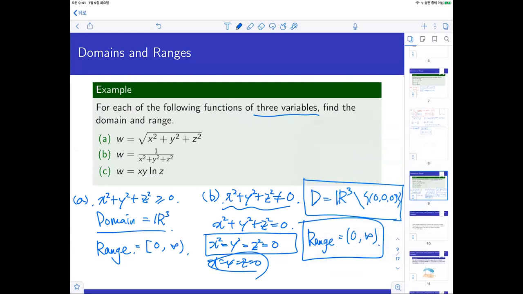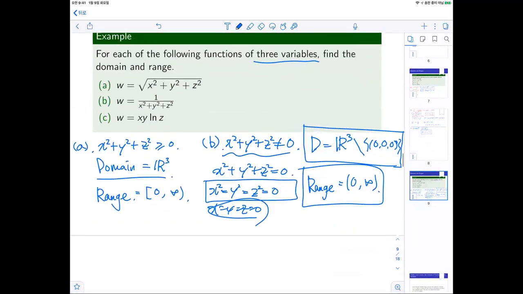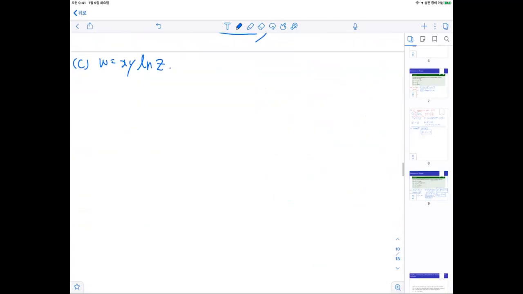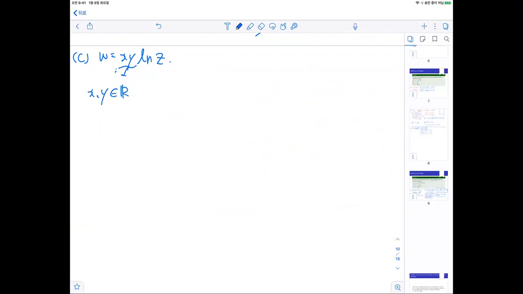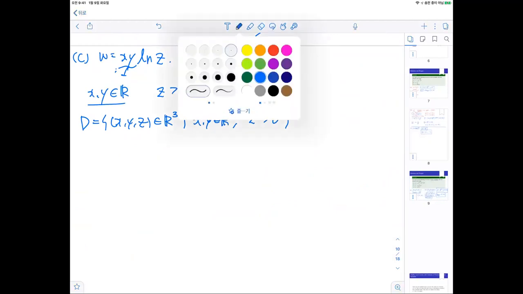The last one, w equals x, y, log z. Actually here, x and y can take any real number, but z should be positive. So we can express the domain in this form: x, y, z in R3, where x, y can take any real number, but z should be positive.